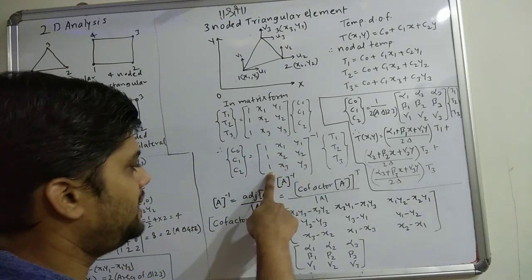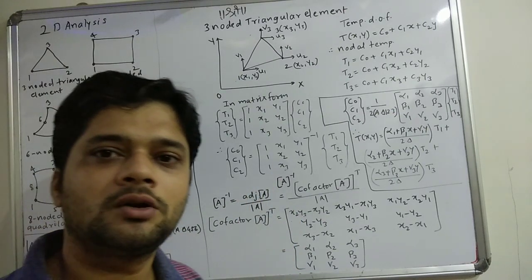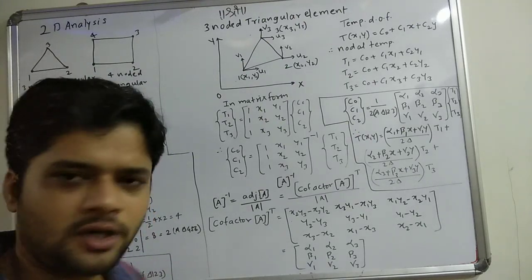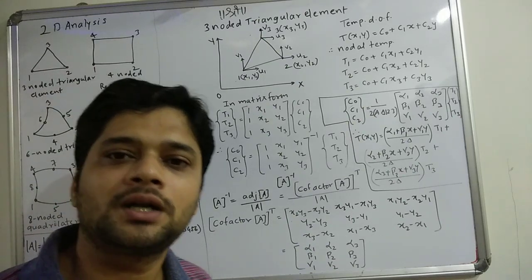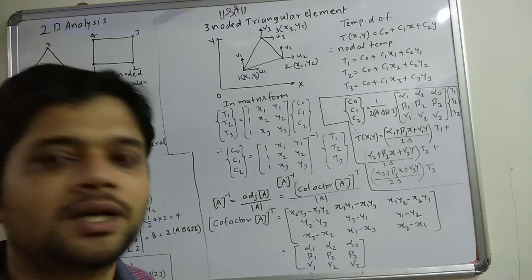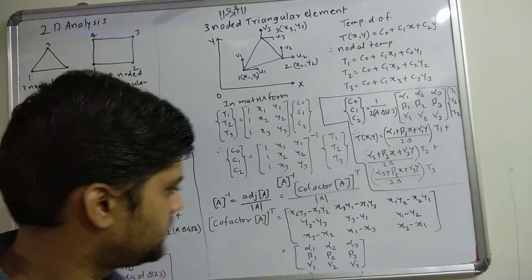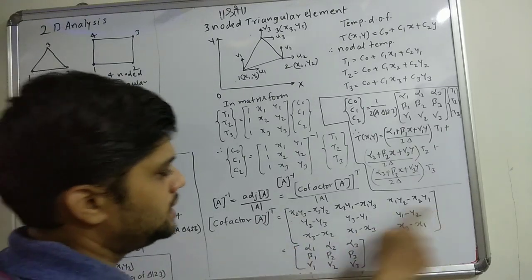So how are we going to find A inverse? It will be adjoint of A divided by determinant of A. How do you find adjoint of A? Adjoint is nothing but the transpose of a cofactor matrix. So cofactor of A transpose divided by determinant of A. So here I have found the cofactor matrix transpose, which comes out in this way.